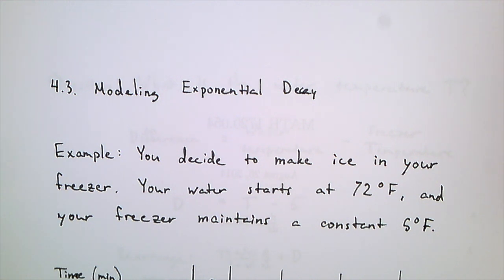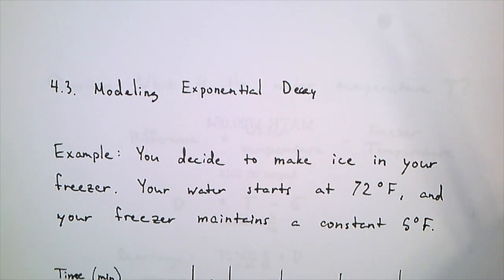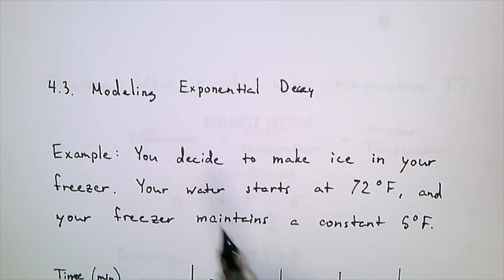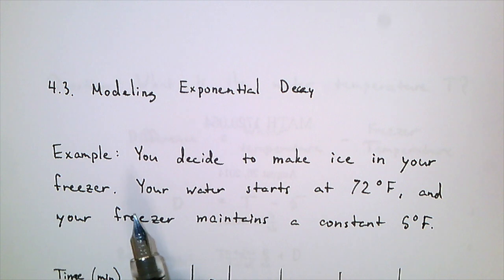In this second video for section 4.3, we're going to look at an example where we need to model exponential decay instead of exponential growth like we saw in the first video. Here's the setup for the example. You decide to make ice in your freezer using an ice tray.